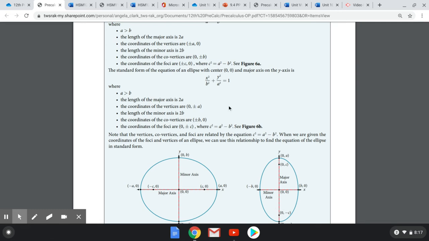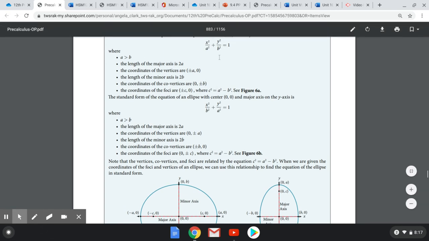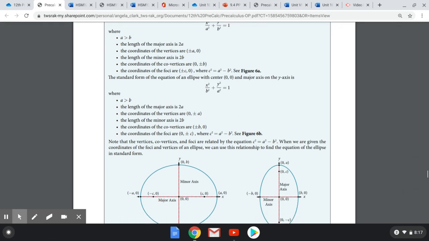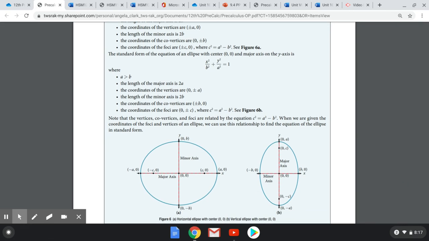I'll talk about graphing this later, but basically what's under the x is how far you go in both directions from the center in the x direction, and whatever's under the y is how far you go up and down from the center. But whether that's the major or minor axis could change. I'll do examples and we'll see it a little better.